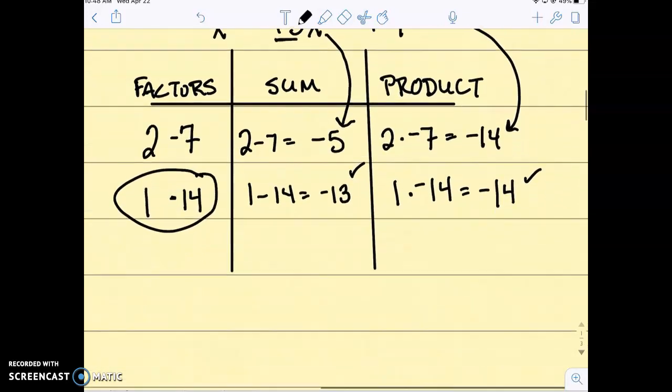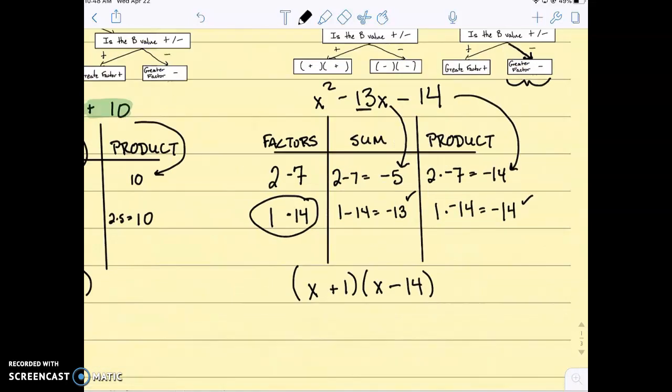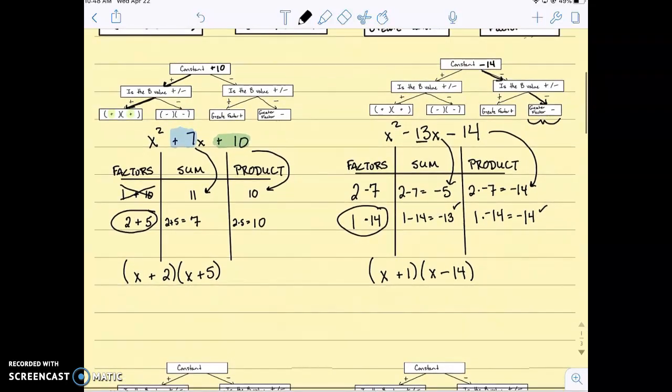So how do I write that? I write that as x. Now that 1, is that 1 positive or negative? The 1 is positive. And the 14 is negative, so I write it as x minus 14. So these are my factors.